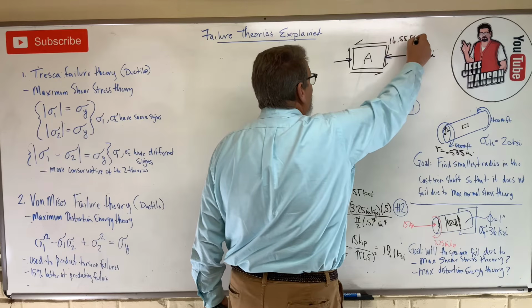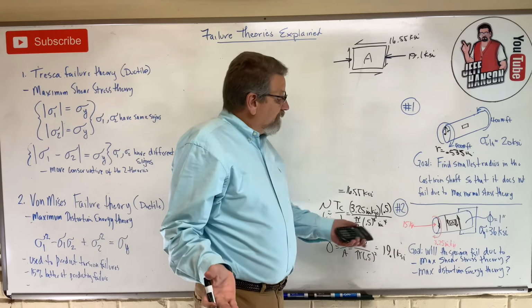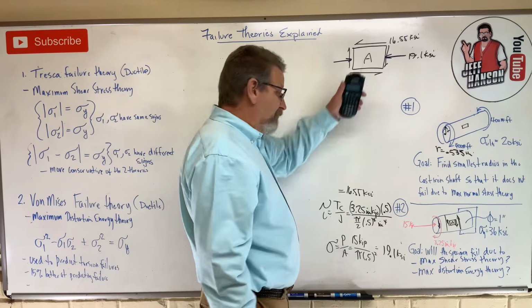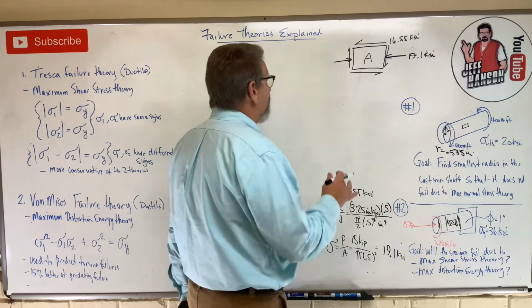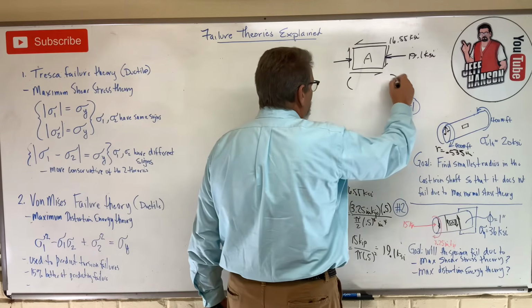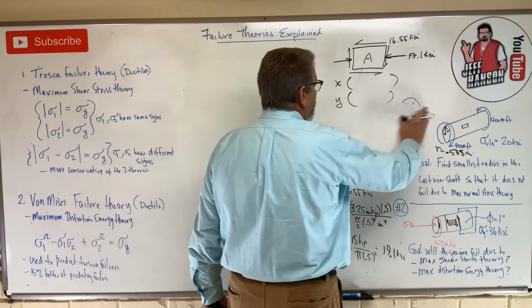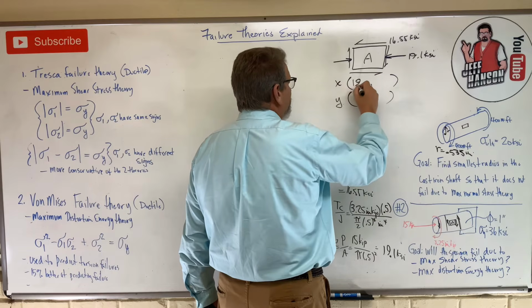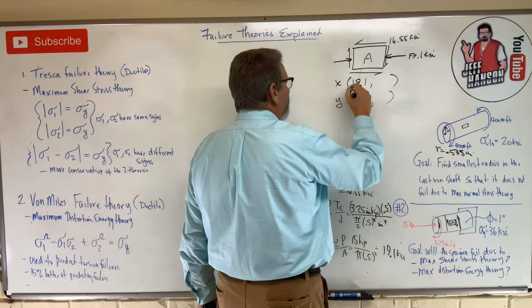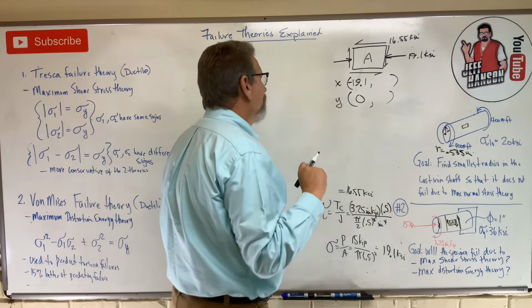16.55 KSI. Okay? You with me so far? Combined load problem, create a stress element. From my stress element, create a Mohr circle. So I need 2 coordinate points, right? Here's the X face, there's the Y face. On the X face, what do I got? I got 19.1. Oh, but it's negative. On the Y face, I got 0.